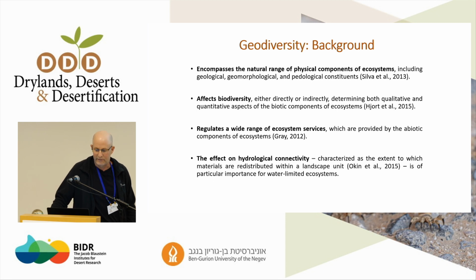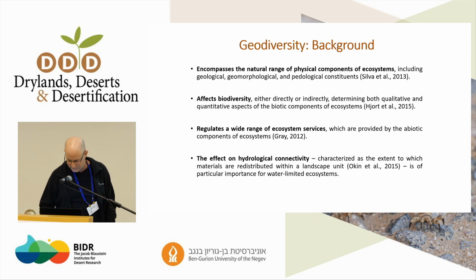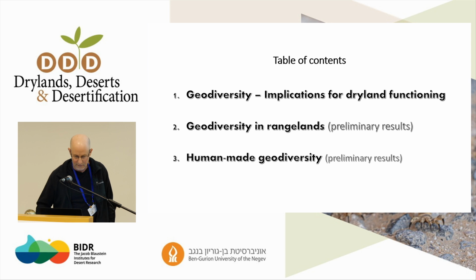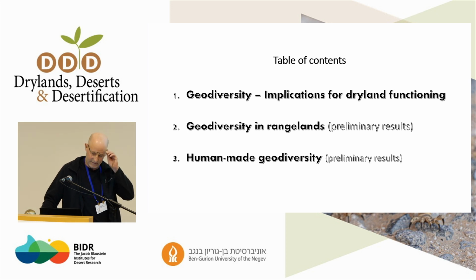So geodiversity encompasses the natural range of physical components of the system. It affects biodiversity, ecosystem services, and in our terms specifically hydrological connectivity. So the first topic to be discussed is geodiversity and its implications for dryland functioning.